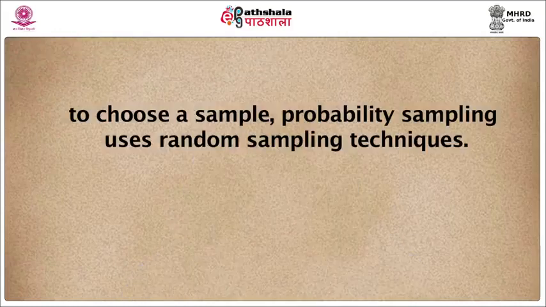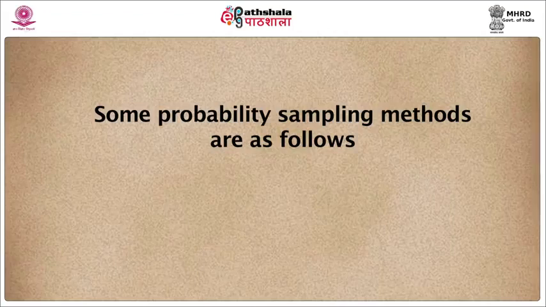For example, there are 500 students in your college. You adopt a method in which all the 500 students of your college have an equal chance to be the participants in your study. This is called probability sampling. In other words, to choose a sample, probability sampling uses random sampling techniques. A large-scale survey uses probability sampling methods. Some probability sampling methods are as follows.